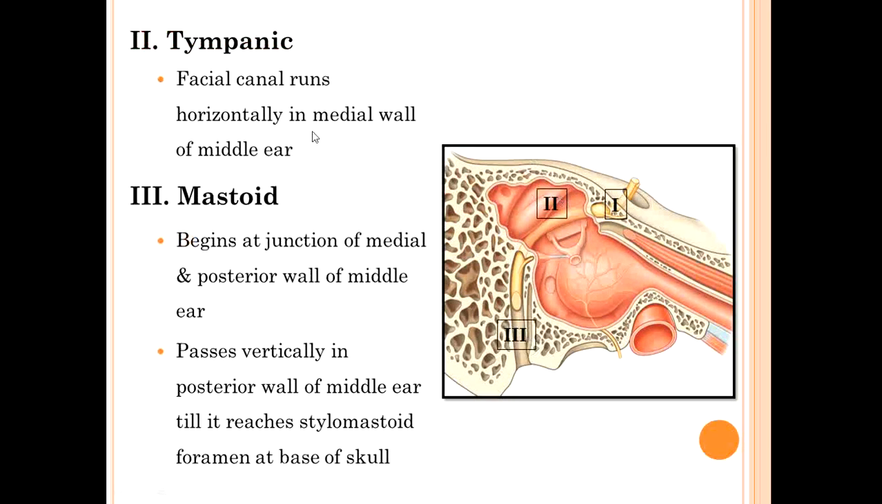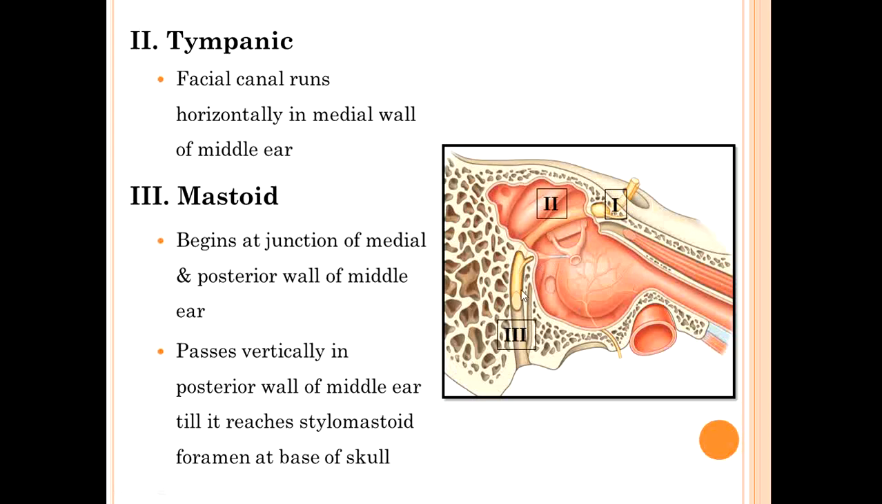Now segment number 2 is here, that is the tympanic segment, or the tympanic part of the facial canal. So here it is going horizontally in the medial wall of the middle ear. The third one is the mastoid segment. Okay, so the mastoid segment begins at the junction of the medial and posterior wall of the middle ear.